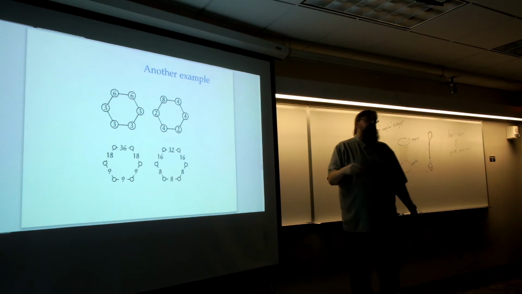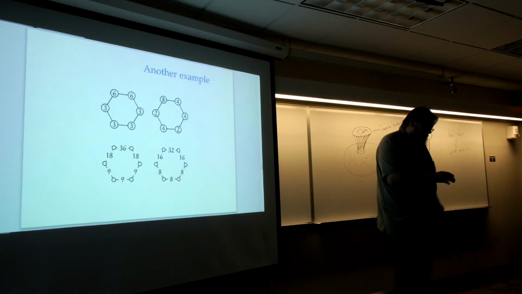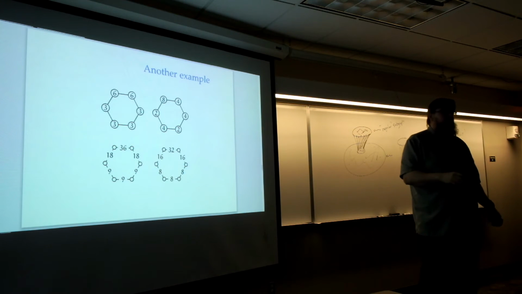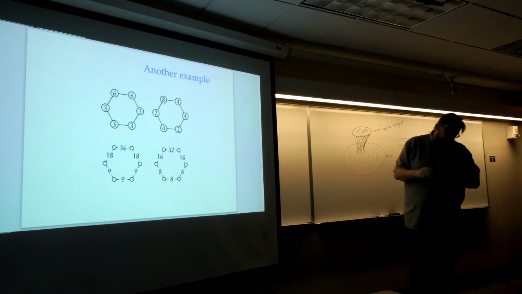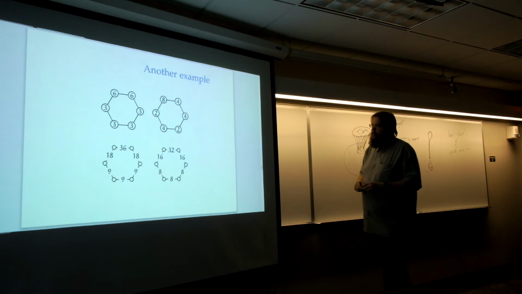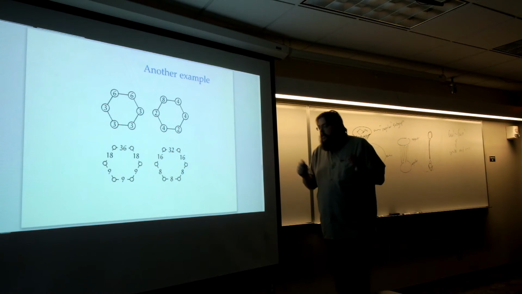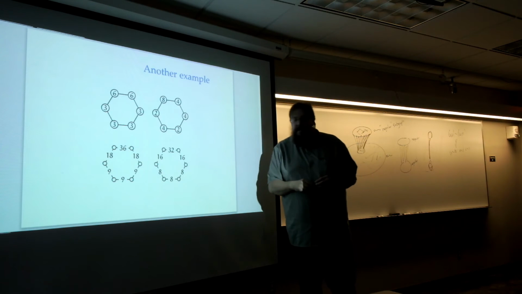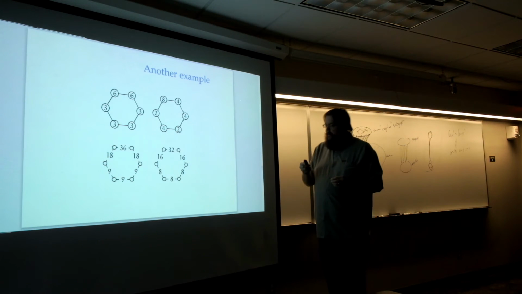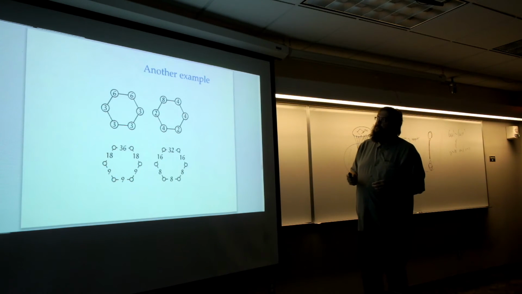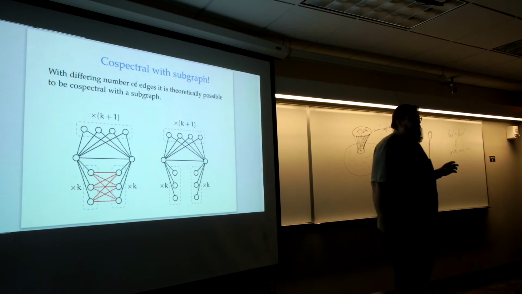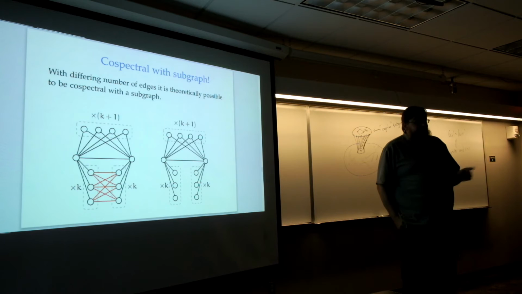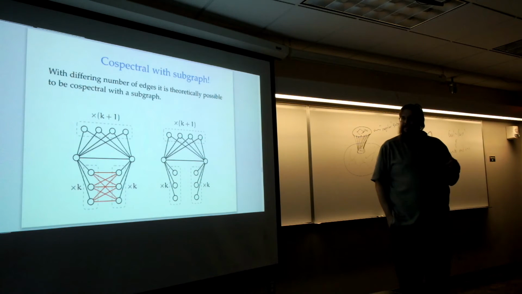But I will say there is a weakness in that this only works for bipartite graphs, and you might say, well, okay, bipartite graphs, they're kind of too nice. Is there anything else that works? Yeah, there's actually lots of examples for things which aren't bipartite. And at the same time we'll get something rather amazing. Because if you have different numbers of edges, it's possible that you can have a graph which is cospectral with a subgraph.